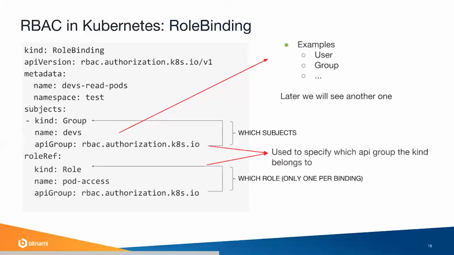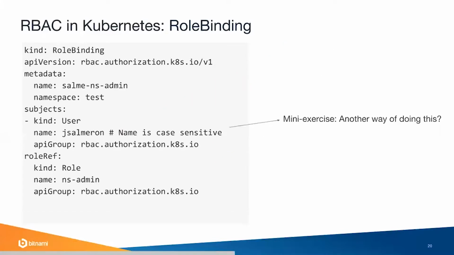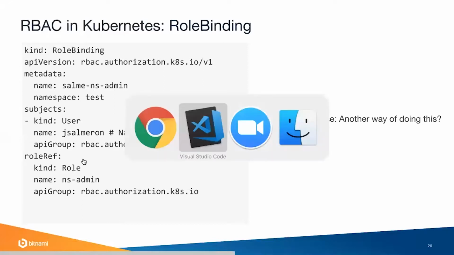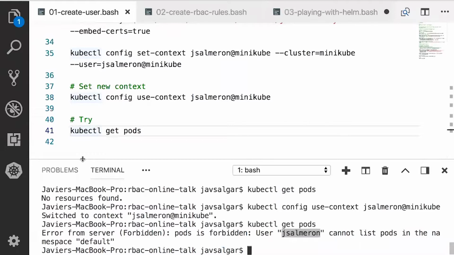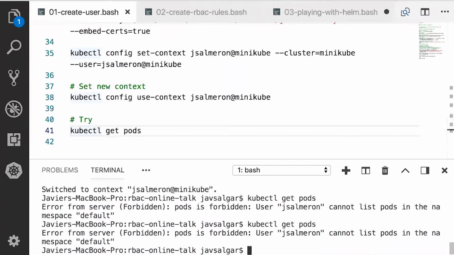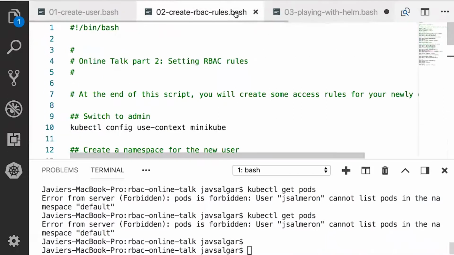So for the other example, the one that wanted to do everything inside the cluster, we can just put a single user and the other role. So let's just go ahead and see, because remember, we couldn't do anything. Let's try now to give some power to this poor Salmeron user, okay?